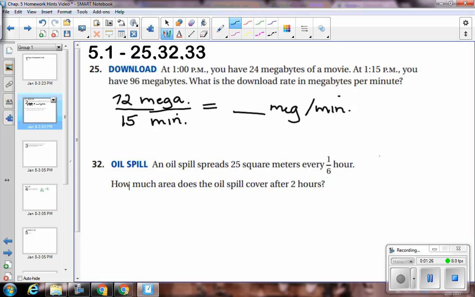On number 32, we have to find out per hour. So right now, we know that it's 25 square meters in 1/6 an hour. So I would multiply this by 6 over 6 to find out, well, how many square meters is that in an hour? This would get us for 1 hour. And then once we get that answer, let's multiply by 2 to find out how many megabytes it is in 2 hours.